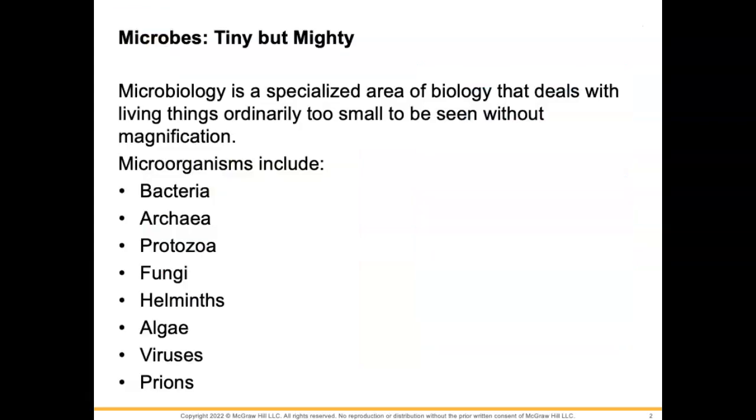All right, so on to Chapter 1. Microbes are tiny. They're teeny tiny little things. You can't see them without some sort of help, like a microscope. Microbiology is a specialized area of biology that deals with living things that are teeny tiny. Different microorganisms include bacteria, archaea, protozoa, fungi, helminths, algae, viruses, and prions.